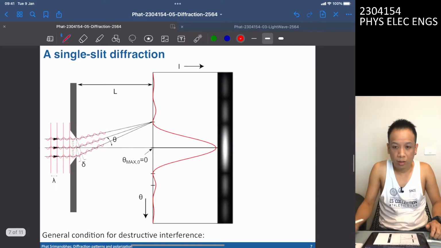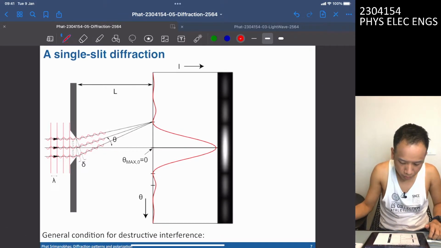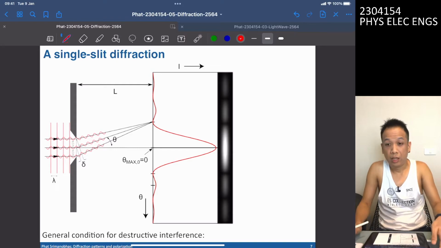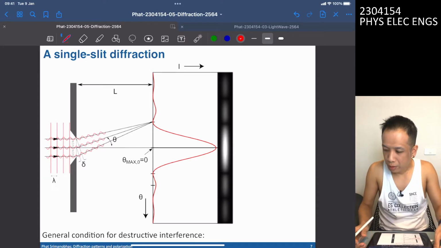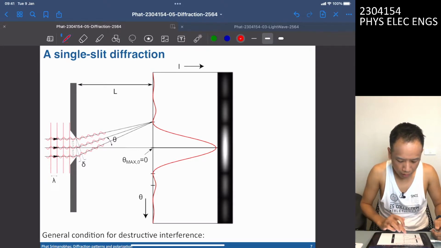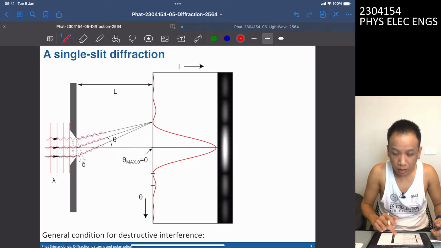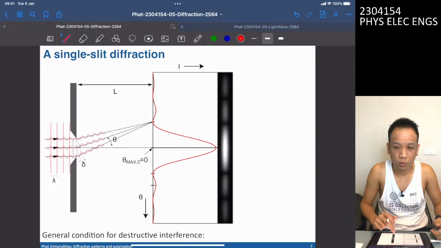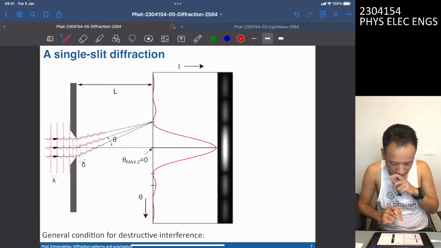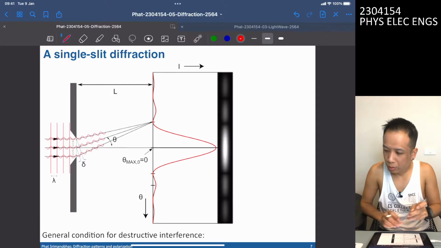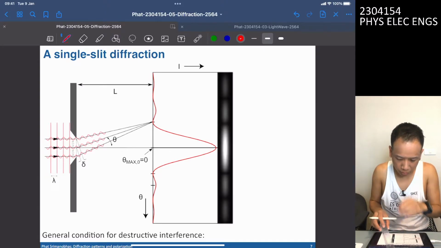Okay, so we look into single slit diffraction. When you have diffraction, this is what you see from the experiments. Okay, so you see the bright fringe in the center, and then you see a dark fringe and then a small bright fringe next to the brightest one. Okay, so now we will discuss this.